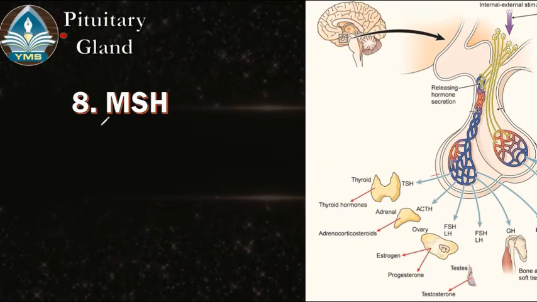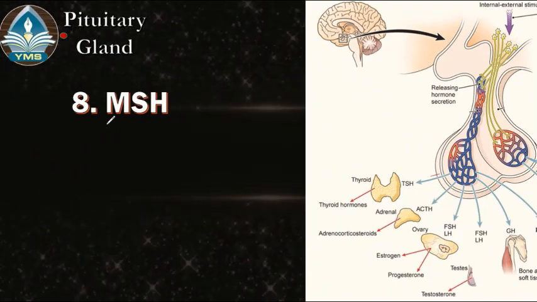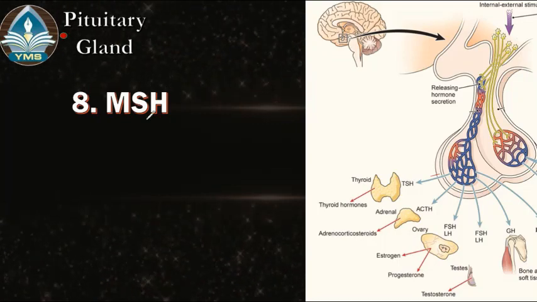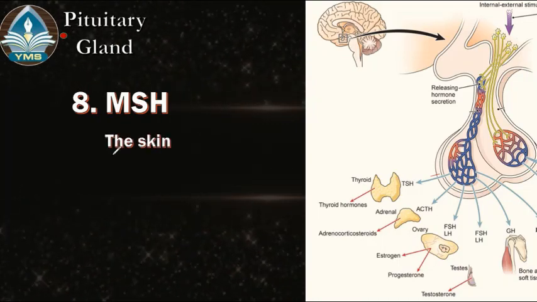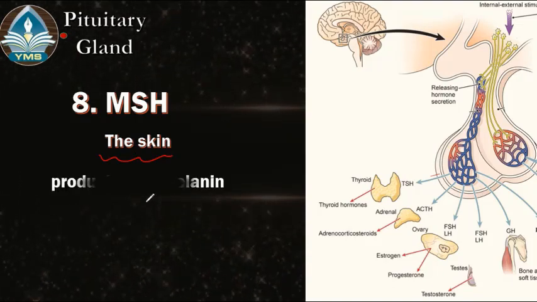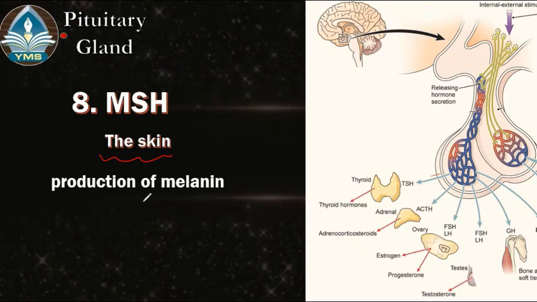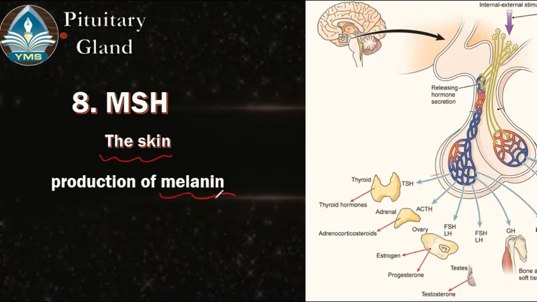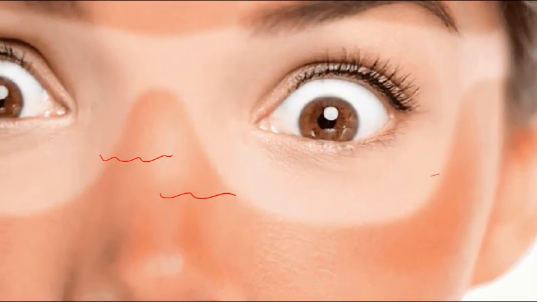We have the last hormone here of the pituitary gland, MSH. MSH, melanin stimulating hormone. So it targets the skin to do what? To produce melanin. So if you look at the skin, it has this pigment melanin. If you look here, just look at this photo here. These parts which are not protected from the sun, when the sun hits them, the skin is going to produce melanin. Look at these places which were covered by the sunglasses. They do not have this pigment.